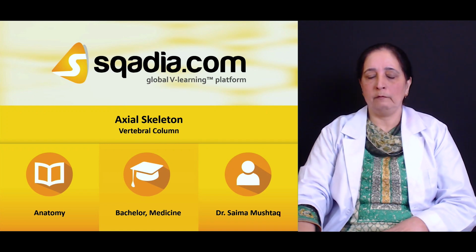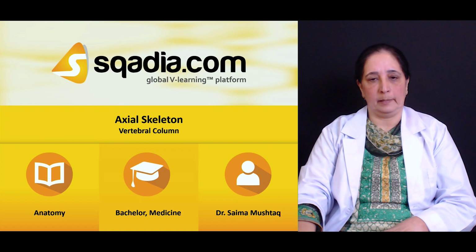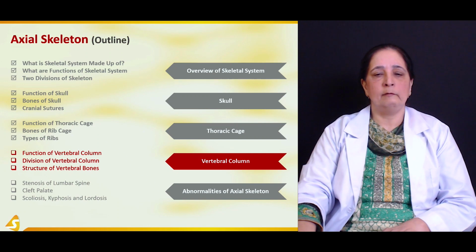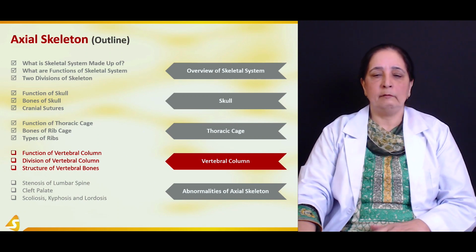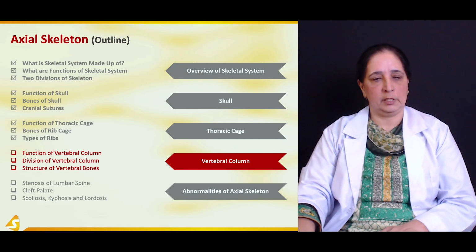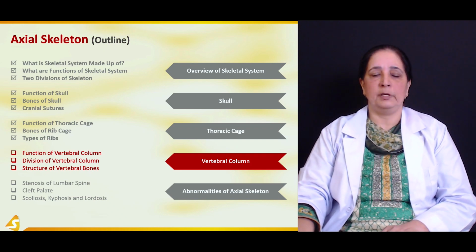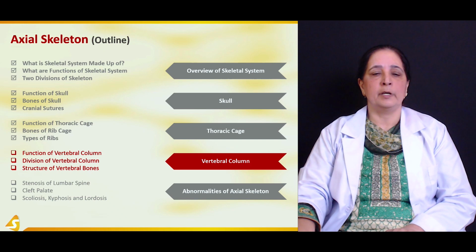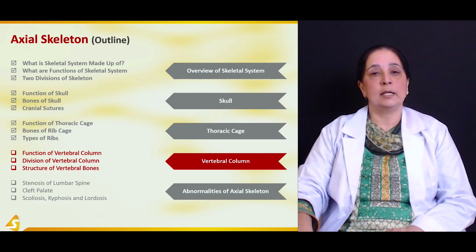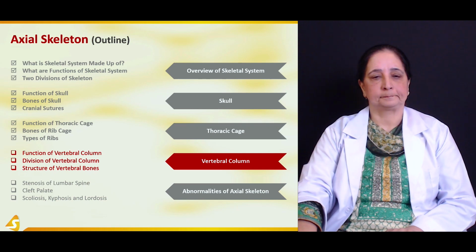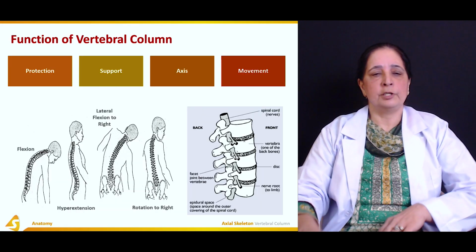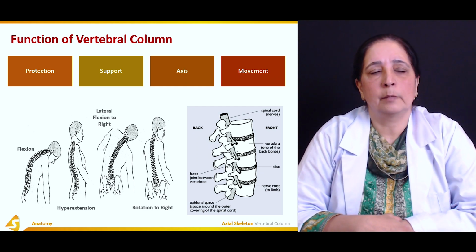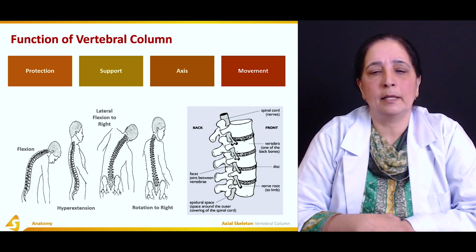In this section we will talk about the vertebral column: the functions of the vertebral column, some divisions of the vertebral column, and the structure of the vertebrae and how they are present in the vertebral column. So for functions of the vertebral column, we have protection, support, axis, and movement.